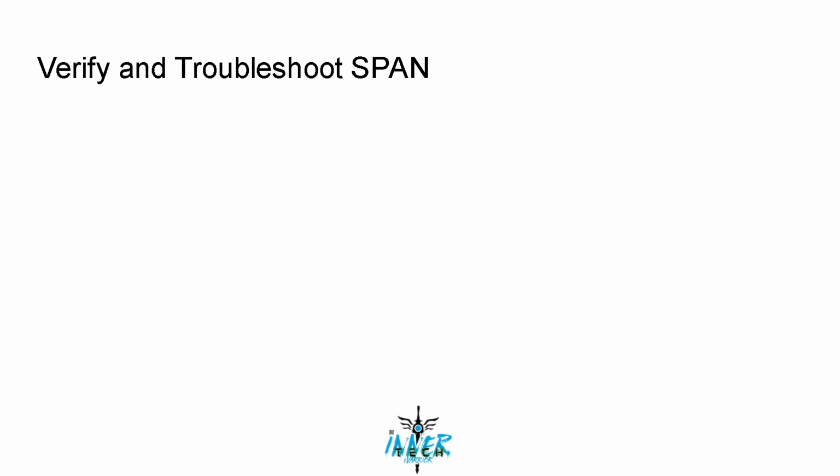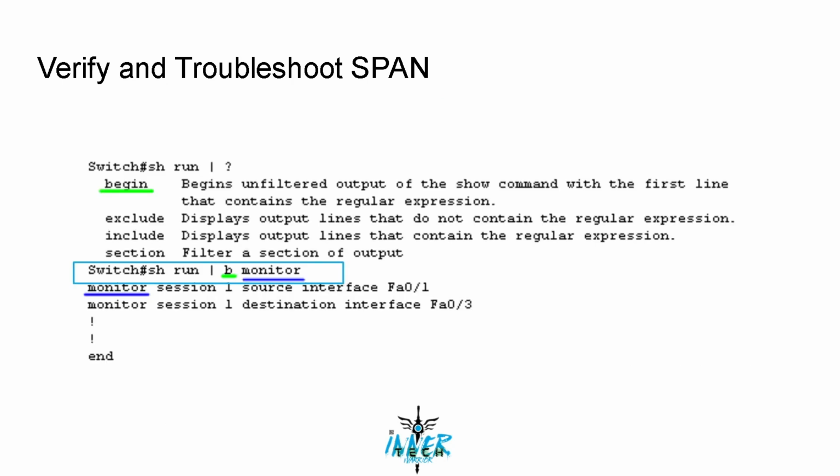To verify or troubleshoot SPAN, we can use 4 different commands. We can use show running-config to see where the monitor session 1 source and destination interfaces are. Using the command show run | b, which is the pipe, that up and down line, and B for begins with, and then typing in monitor, it shows the running configuration starting at the line that has the word monitor.